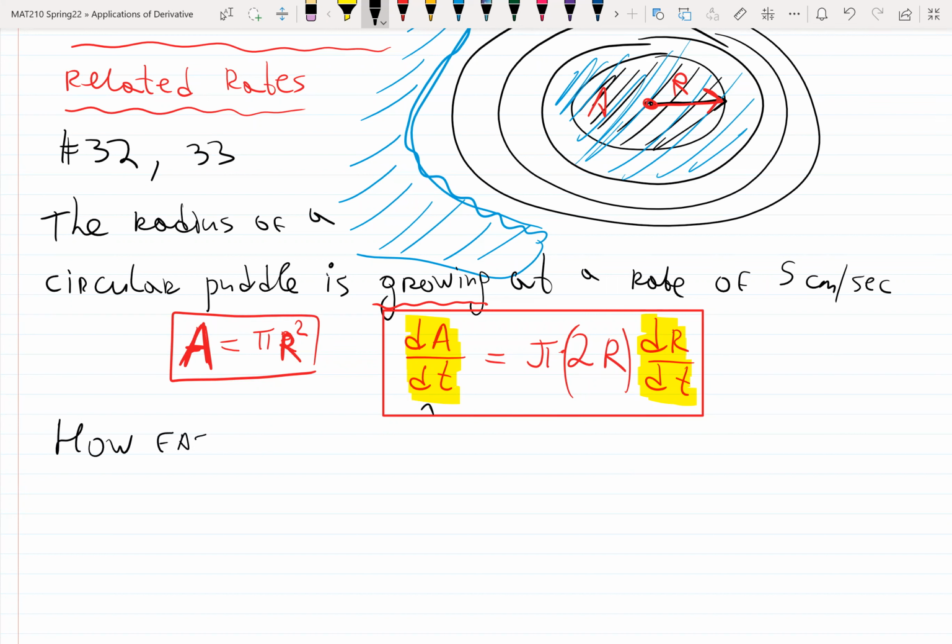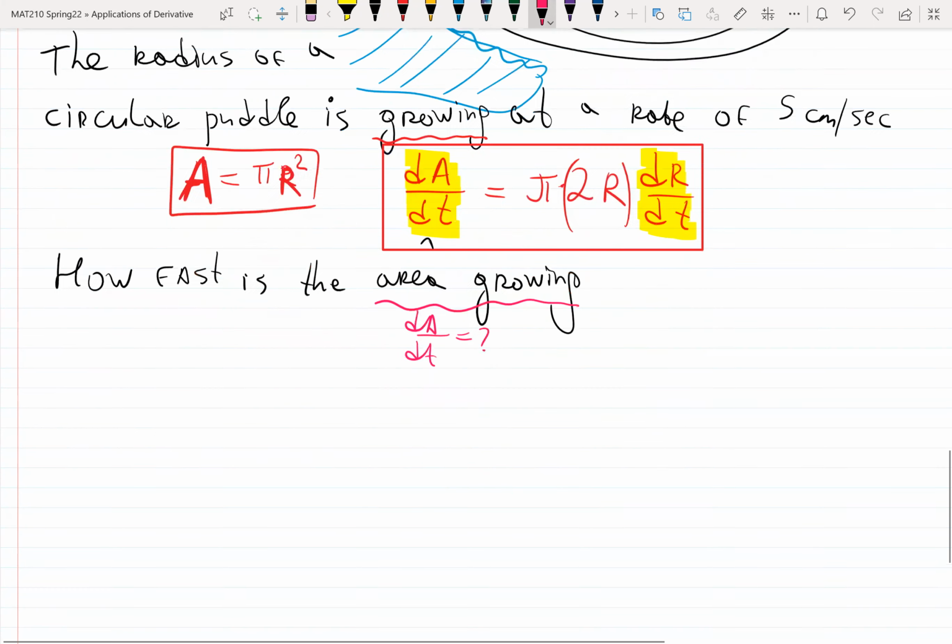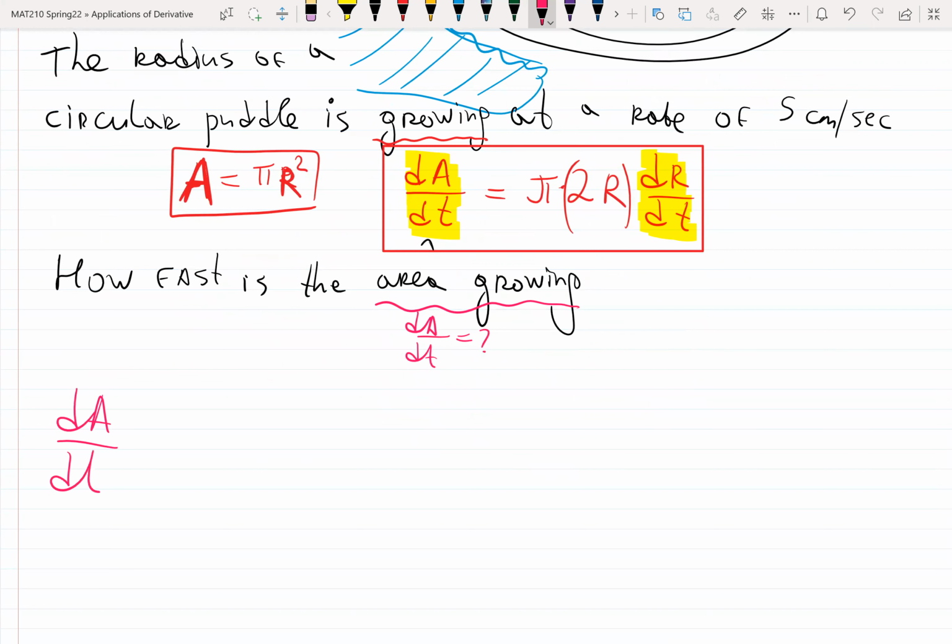How fast is the area growing? When you read this, you're like, oh, I think I know what it means. The area is growing. The area is increasing. That is dA over dt, not known. And I can make a table already. dA over dt is question mark, at the instant when the radius is 10 centimeters.